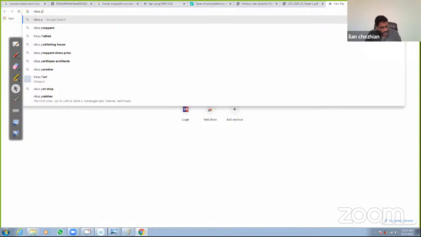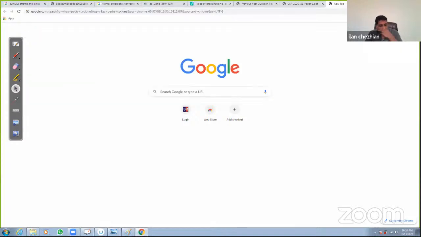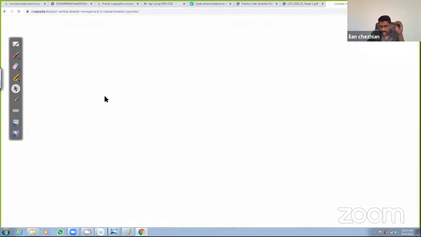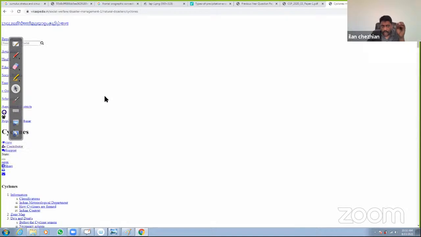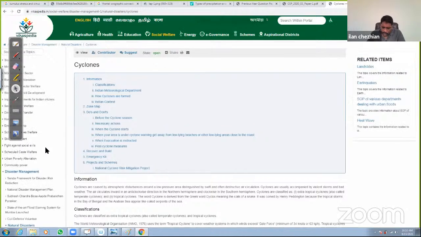Like Wikipedia, there is Vikaspedia. If you want to refer to some very important, basic, authentic information, you may search Vikaspedia. So what exactly is a cyclone? According to the WMO's classification, a wind which has a speed of more than a gale storm, particularly more than 63 kilometers per hour, you call cyclones, my friend. This is according to the WMO's classification.